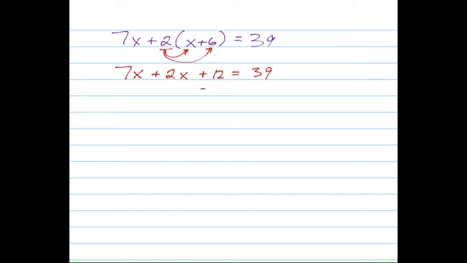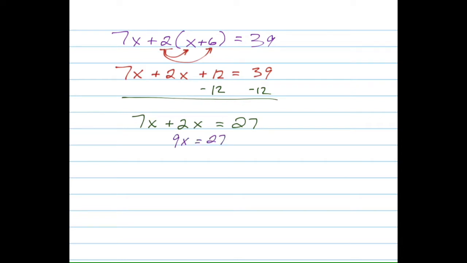I can subtract the 12 from both sides first. Now, the only reason I'm doing that first is to show that there's another way to do things. But if there was another term on that side without an x, I would want to combine those first to save myself a step, so I don't have to do that step more than once. So now I've got 7x plus 2x equals, what's 39 minus 12? 27. What might be my next step now? Combine like terms, and what do we get? 9x. And that equals 27.